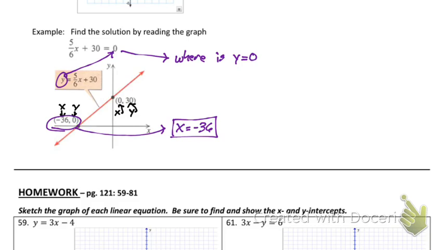All right, that is really all I have for you. I do want to talk about the homework really quick. It says sketch a graph of each linear equation. Be sure to show the x and y intercepts. So I'm not telling you how to graph it, but if you graph it using slope-intercept, you still have to find your x-intercept.